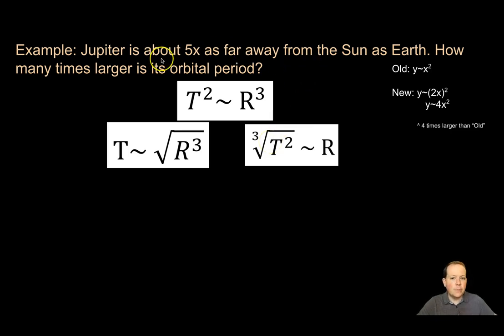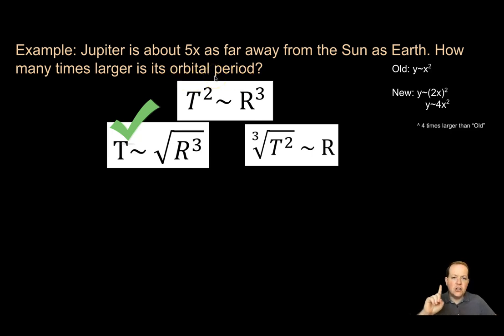So, read this problem. Do I want to figure out what's happening to the time, or am I trying to figure out what happens to the distance? Which of these versions am I going to use? Am I going to use this proportion, or this proportion? What do you think? I'm going to use this proportion right here. It's asking, how many times larger is its orbital period?